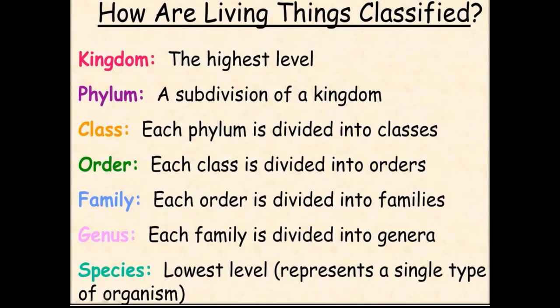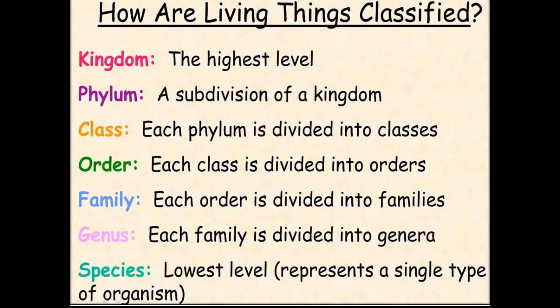Here we can say that the kingdom is the highest level of classification in the grouping system. Next comes the phylum, a subdivision of a kingdom. Then the class, each phylum is divided into classes. Then order, each class is divided into orders, and after order comes family, each order is divided into families. Then genus, each family is divided into genera. Genera is the plural form of genus.